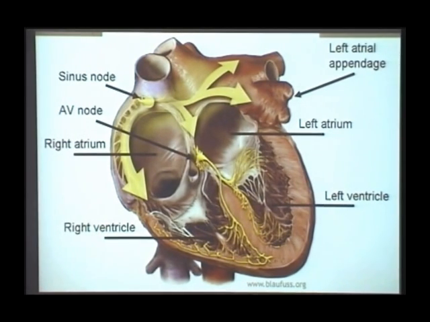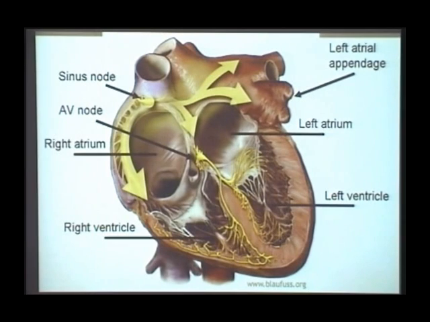The next important aspect of the AV node is when the atrium is beating at a faster rate, like atrial fibrillation, it is beating around 300 or 400 per minute. Imagine these 400 impulses coming to the ventricle. The ventricle will start beating 300, 400 per minute. You will have effective loss of cardiac output.